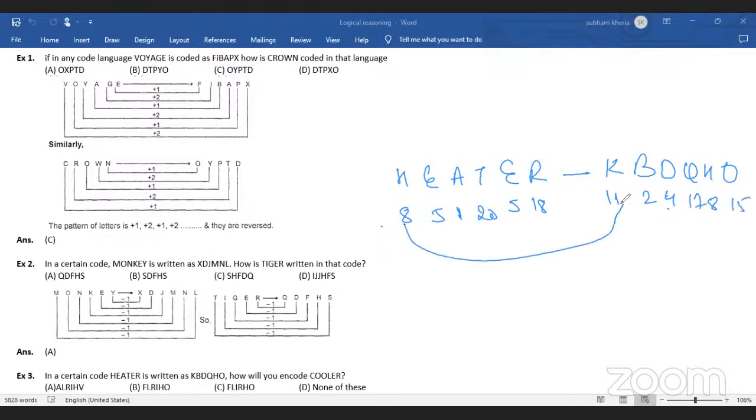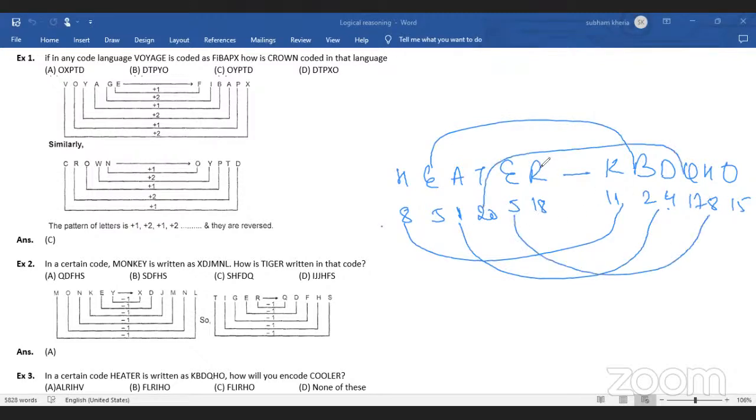Look, 8 plus 3, 5 minus 3, 1 plus 3, 20 minus 3, 5 plus 3, 18 minus 3. So we are doing plus and minus. Okay, what's the code for Cooler? So plus 3, minus 3, plus 3, minus 3, plus 3, minus 3. C plus 3: C, D, E, F. So the option will be this one.